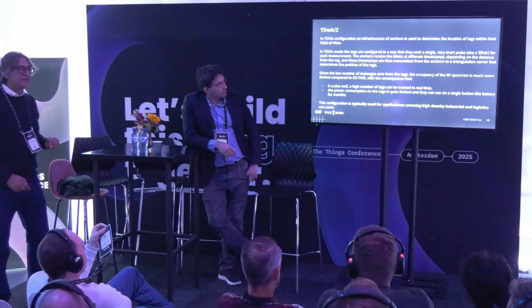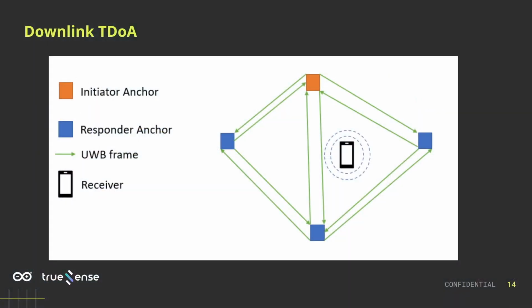There is another one, which is basically the opposite of what we have just seen. It's called, in fact, the Downlink TDOA. In this configuration, you still have an infrastructure of anchors, but I guess you already noticed there are no servers and no connection via IP or via some back network that talks to servers and so on.